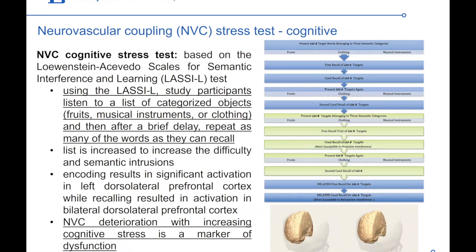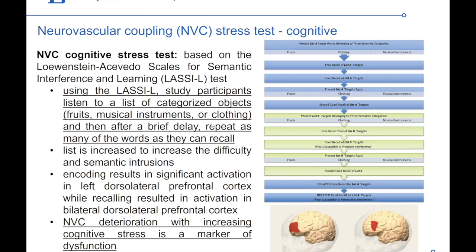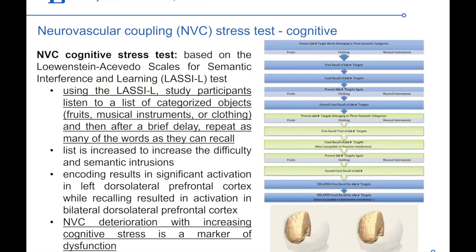Then we have a cognitive exercise test, where they are given a cognitive task, the LASSI task. Essentially, they are given a list of objects to remember, and after a brief delay, they are asked to recall those objects. The list can be short or long to adjust the difficulty level. With a longer list and more difficulty, there might be what's called a semantic intrusion, where they add objects that are not in the list. But what we are looking at is the neurovascular coupling, primarily in the dorsolateral prefrontal cortex.